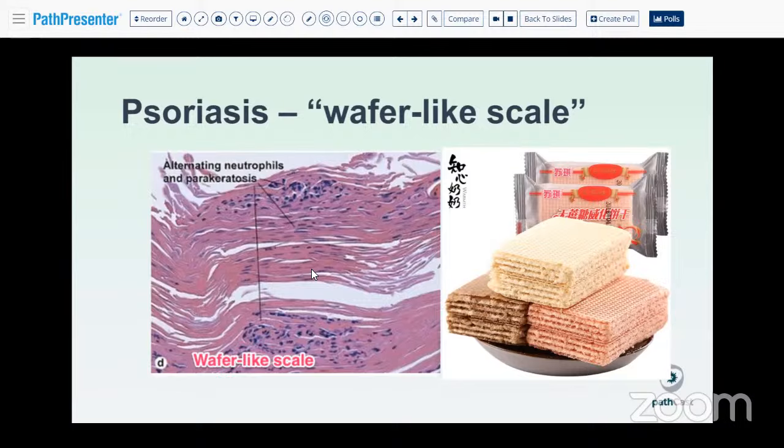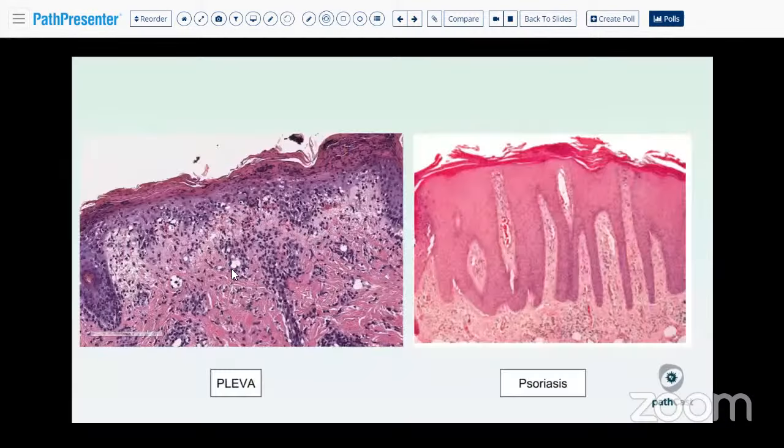Wafer-like scale, we don't always see it in psoriasis, but when you see this wafer-like scale, it is psoriasis. Nothing else does this. So I love it. Sometimes I'll put a slide down, 2 seconds, I say psoriasis. How'd you know? It has wafer-like scale. All right. PLEVA versus psoriasis, really the only thing that they have in common is the neutrophils in the horn. I hope nobody confused these two. Just important to remember that these are both on the neutrophils in the horn differential, otherwise completely different inflammatory reaction patterns.